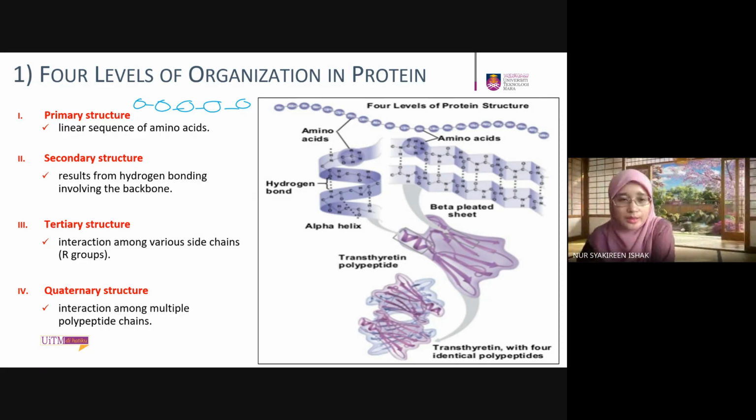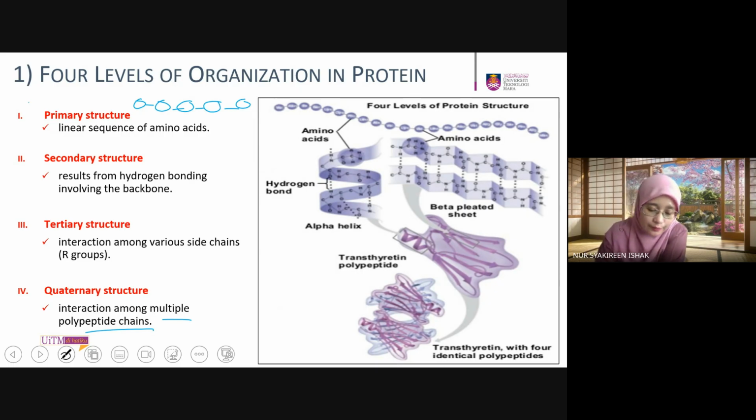Okay, so that is the primary structure. As for the secondary structure, it results from hydrogen bonding involving the backbone. We look at the definition first, and later we will look at the details. Tertiary structure is the interaction among various side chains, which is the interaction between the R groups of amino acids along the polypeptide chain. The fourth level is quaternary structure, the interaction among multiple polypeptide chains.